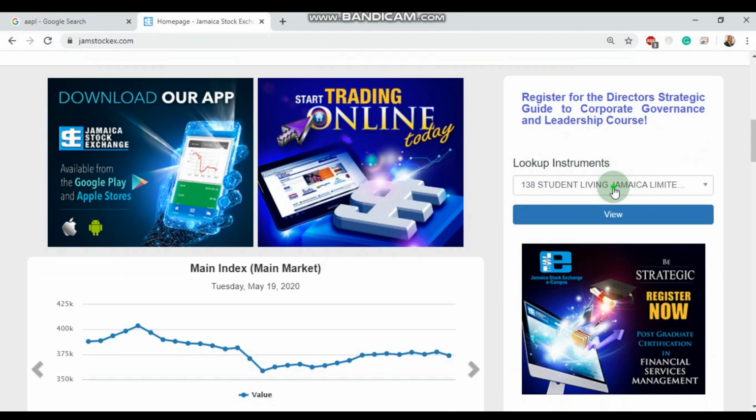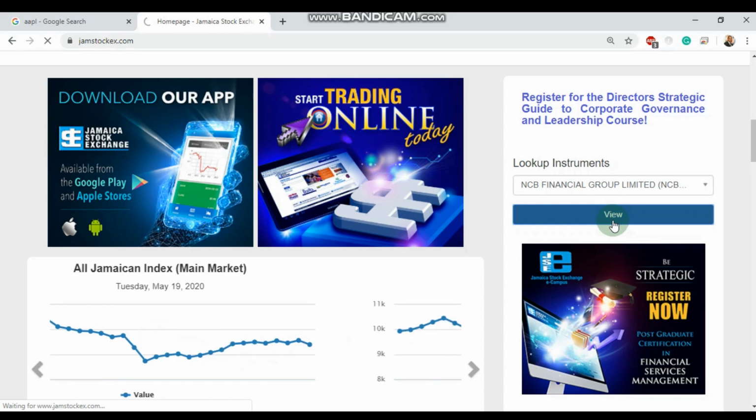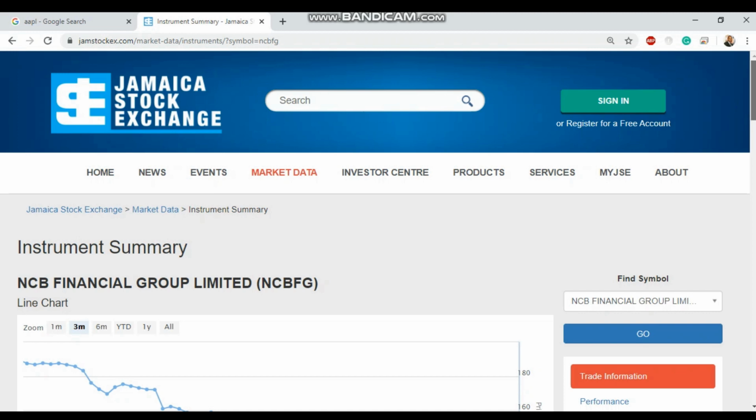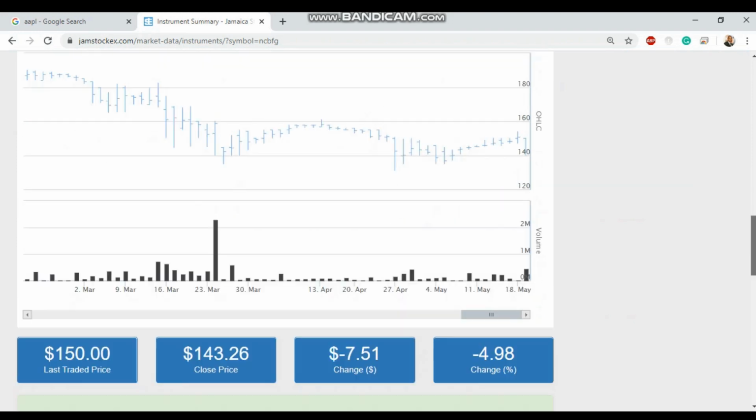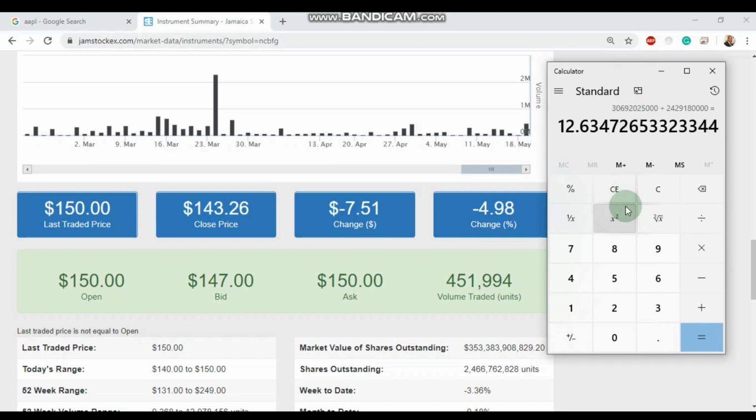and then we're just going to search for MCB. Here we can see that MCB last traded at $150, but the close price was $143.26. We will use the close price to calculate the PE ratio. So we're going to divide $143.26 by $12.63. That gives us a PE ratio of 11.34 times earnings.